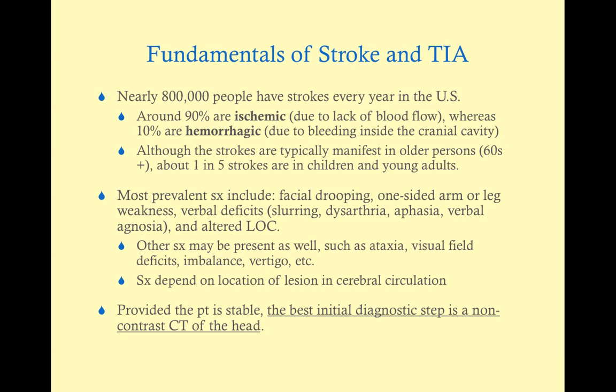However, we're going to see that there are lots of different places where you can get strokes in your brain, and not all of them have these signs. So it's important to know the different syndromes of strokes. Not all of them are the stereotypical facial drooping, arm or leg weakness, or verbal deficits. Some of them don't have any of them.